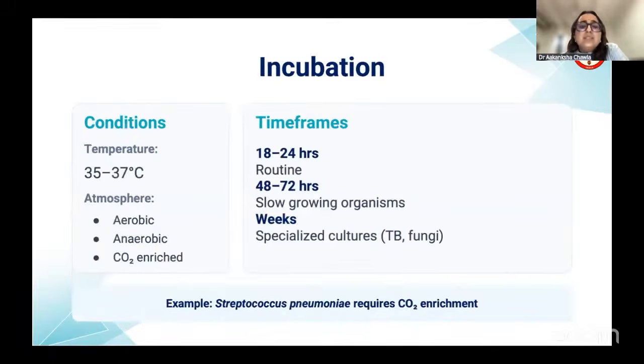Now, once the sample is inoculated, it is incubated at a temperature of 35 to 37 degrees Celsius. Each of these bacteria requires a specific atmosphere like aerobic, anaerobic, or CO2 enriched. The time frame for incubation for routine is usually 18 to 24 hours, about 48 to 72 hours for slow growing organisms, and specialized cultures take weeks. For example, we receive the TB culture reports after 6 weeks.